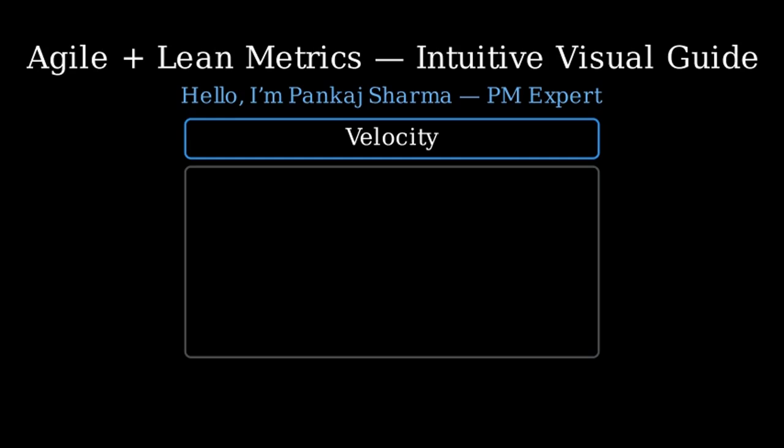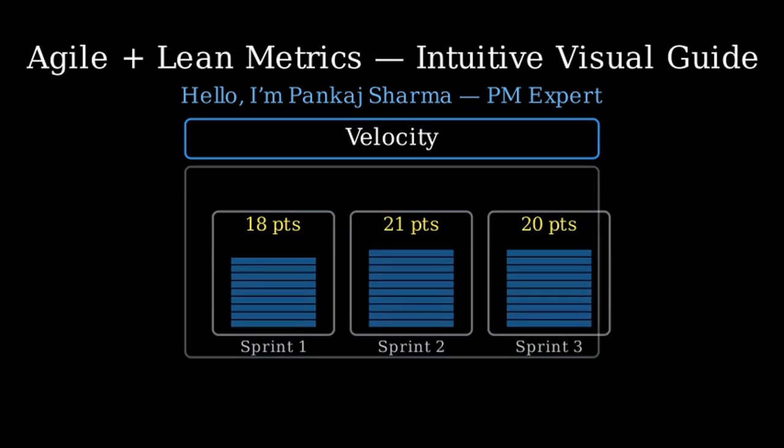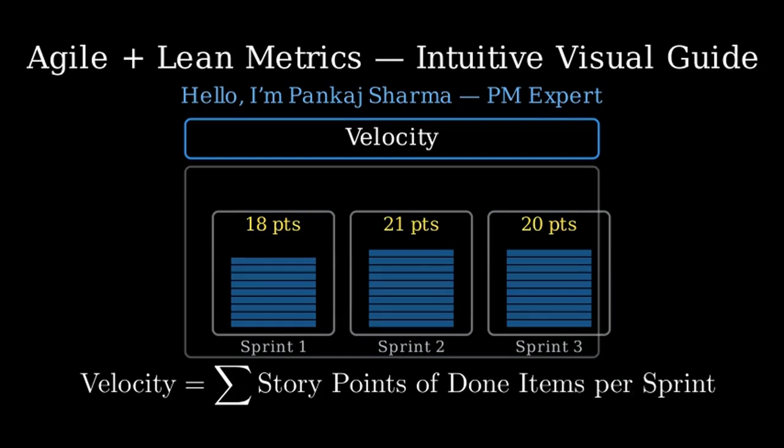First, velocity. Velocity is how many story points the team completes in a sprint, meaning the sum of points for items that truly meet the definition of done at the end of the sprint. We use velocity to forecast the next sprint's capacity. Here we visualize 3 sprints and their completed points. The formula is the sum of story points for done items per sprint. With multiple sprints, teams often use the average velocity for planning.